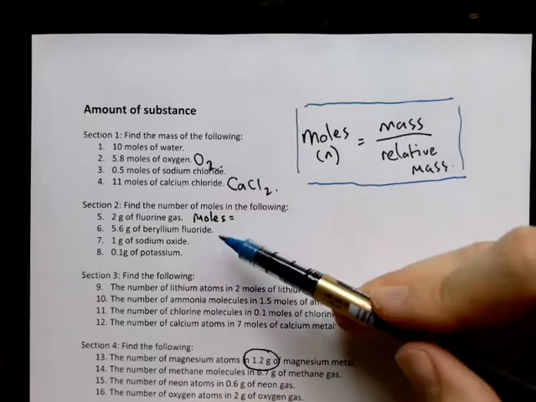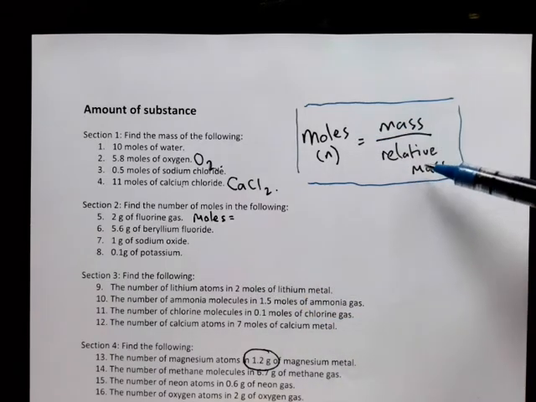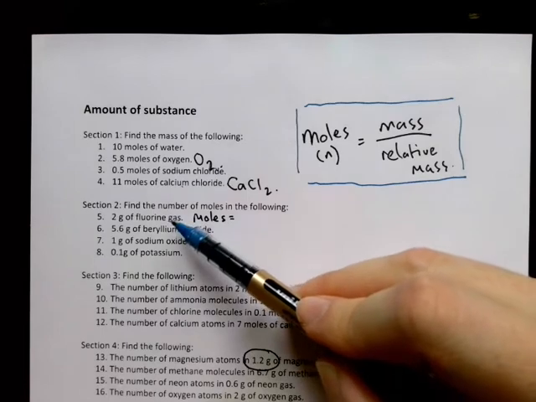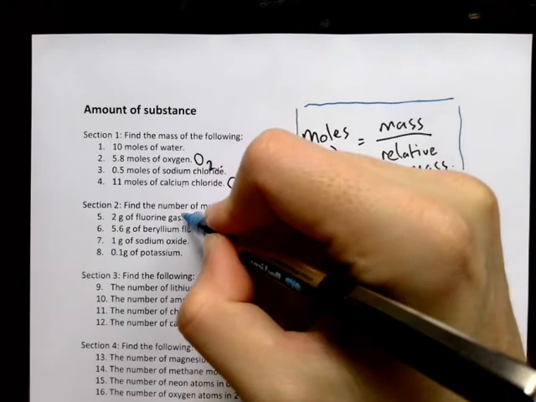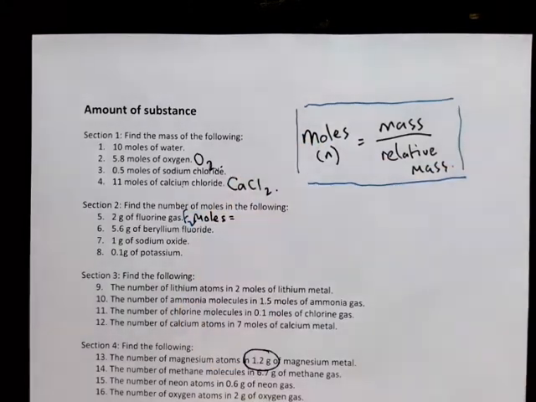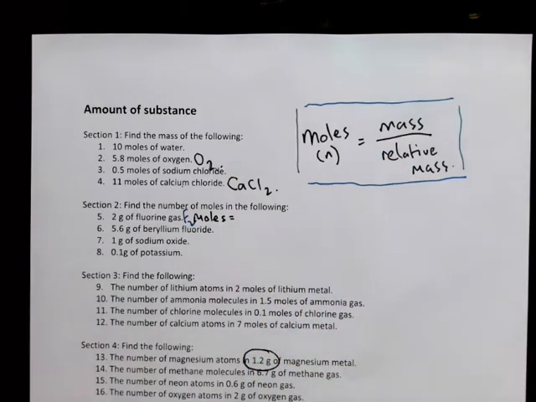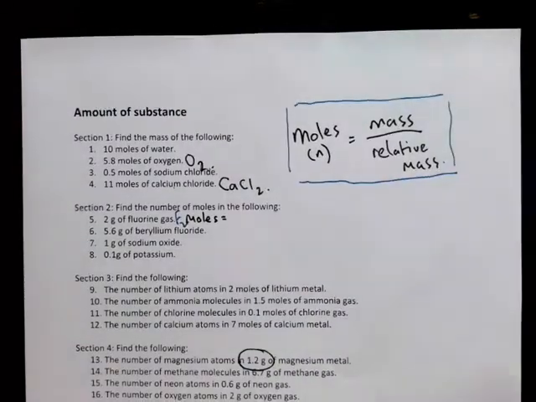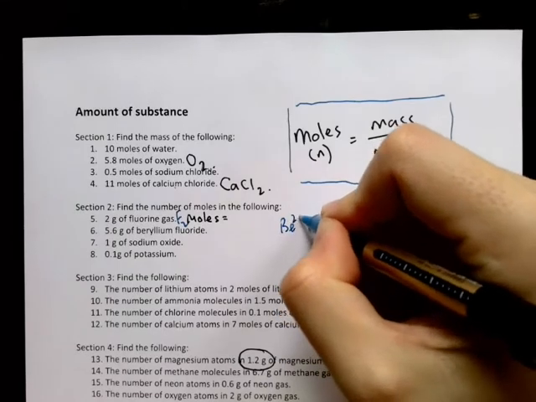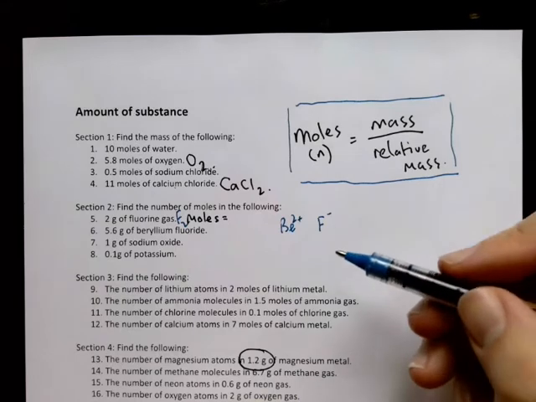All right. These questions are even easier because now moles is just mass divided by relative mass. Things you need to remember are fluorine gas is F2. Beryllium fluoride, well, beryllium is in group 2 and fluorine is in group 7, so you know that you're going to have a Be2+ and an F-.